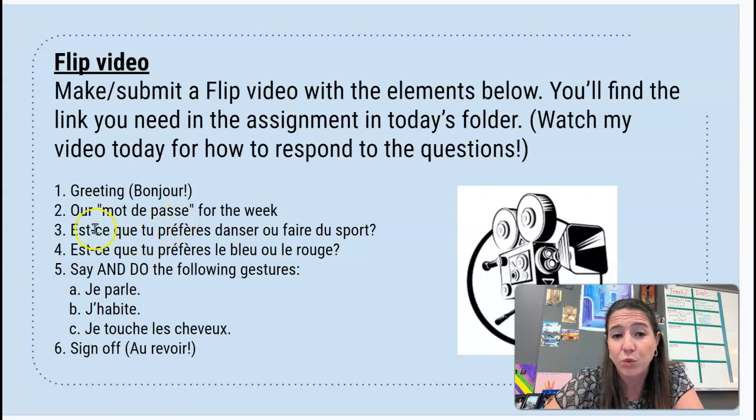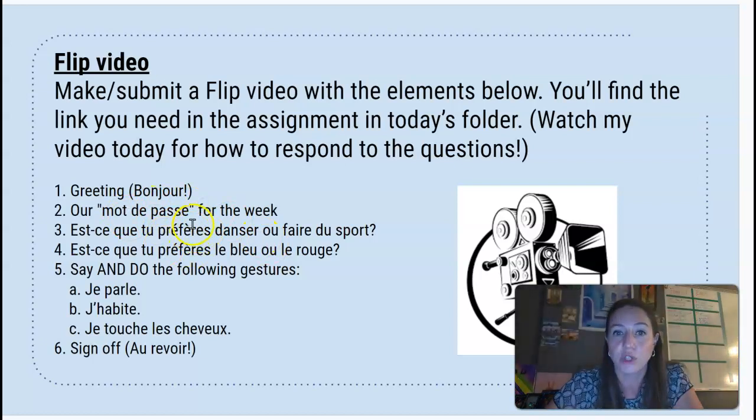Now, look at these two questions, numéro 3 et numéro 4. I'm going to be asking you questions every week. These ones are using the word préfère. Préfère. It's asking if you prefer one thing or another. So when I ask you these questions, especially here at the beginning of the year, I'm going to use a lot of cognates. Est-ce que tu préfères danser ou faire du sport? Do you prefer to dance or to do sports?